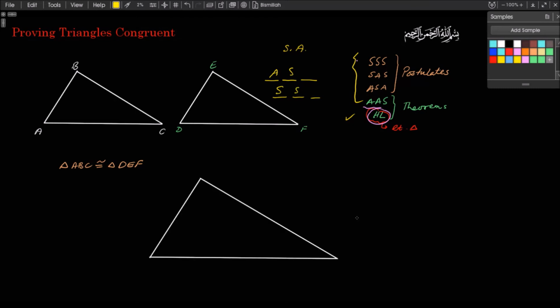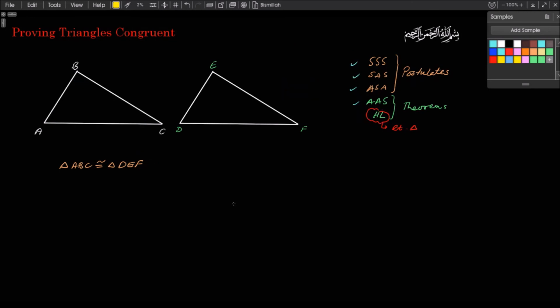The last thing I wanted to bring to your attention is that one particular combination is conspicuously missing. You can't use angle, angle, angle to prove triangles congruent. For example, I have a triangle over here. This angle is congruent to this angle, this angle is congruent to this angle, and finally this angle is congruent to this angle over here. But clearly the triangles are not congruent. I simply took this triangle and enlarged it over here. Even though the angles are congruent, the triangles are not. So angle, angle, angle cannot be used to prove triangles congruent.